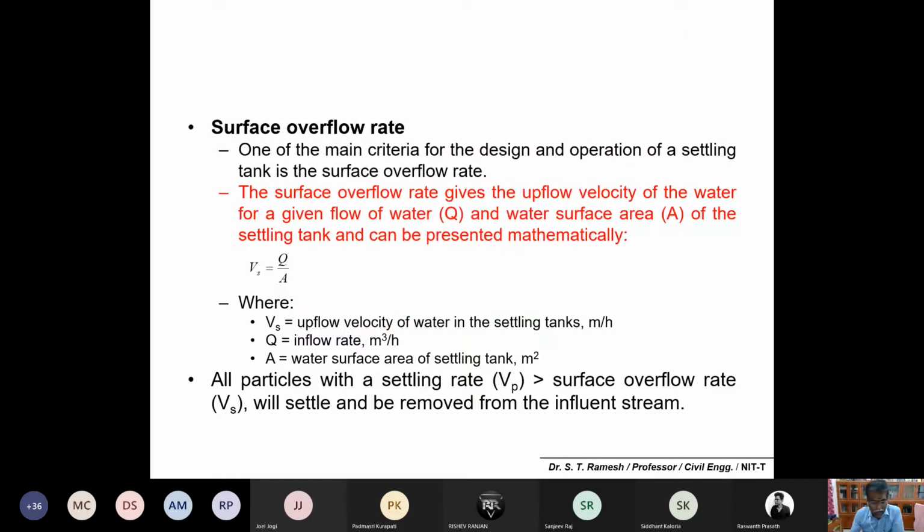And surface overflow rate I've already mentioned to you. The formula is V is equal to Q by A. It's a flow velocity, which is equal to the flow of water divided by the surface area. This also we have discussed, and the condition is that all the time the settling velocity is greater.